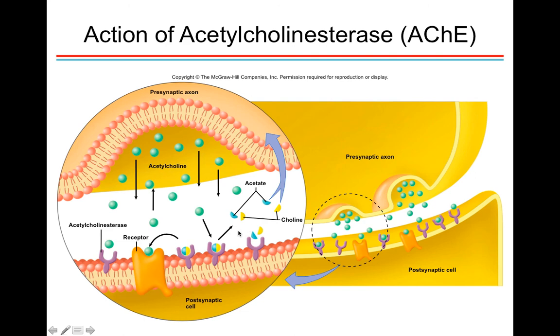After acetylcholinesterase in the synapse breaks acetylcholine into acetate and choline, the acetate and choline can be taken up again by the presynaptic axon and recycled to be reused. But with this, acetylcholinesterase really plays a key role in preventing overstimulation of the postsynaptic cell.